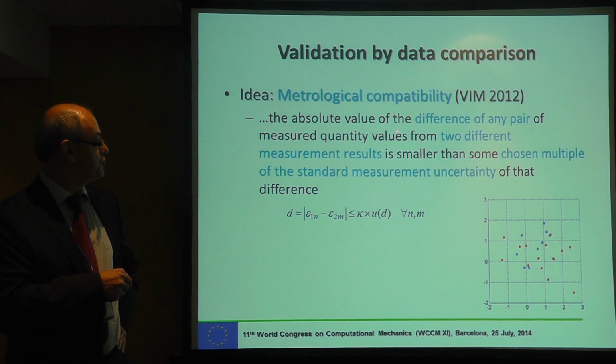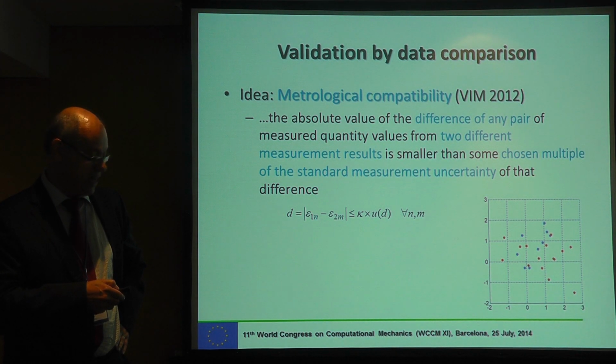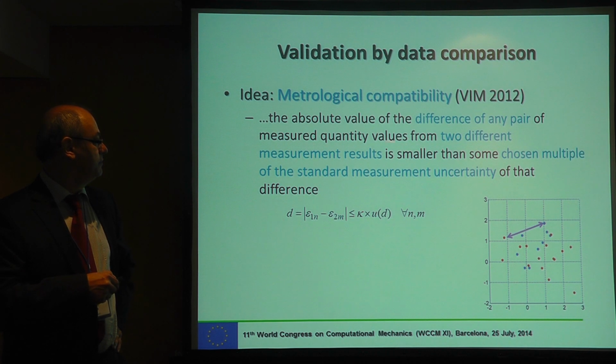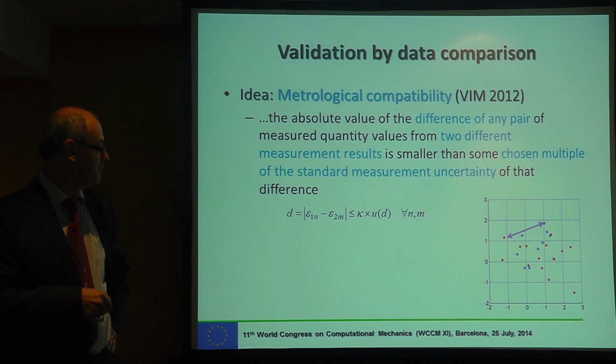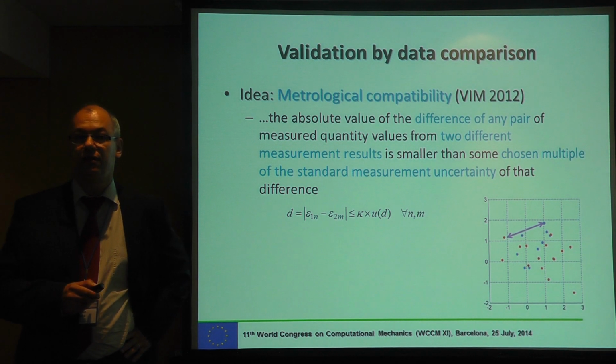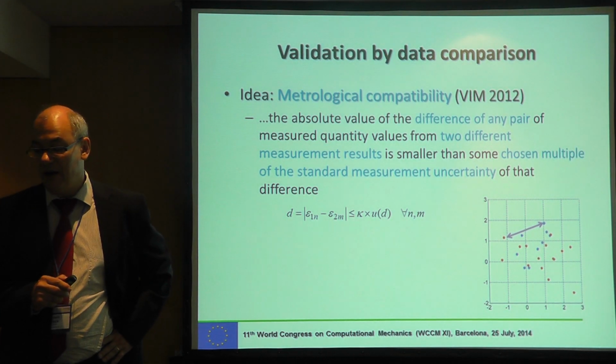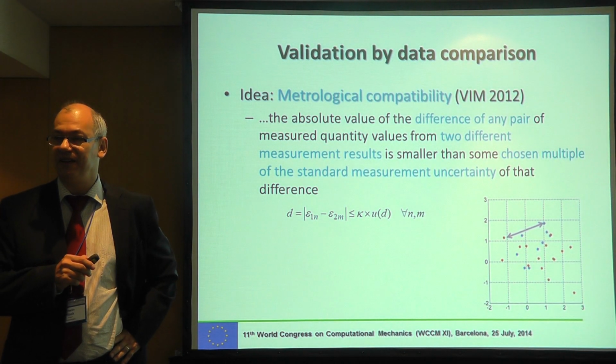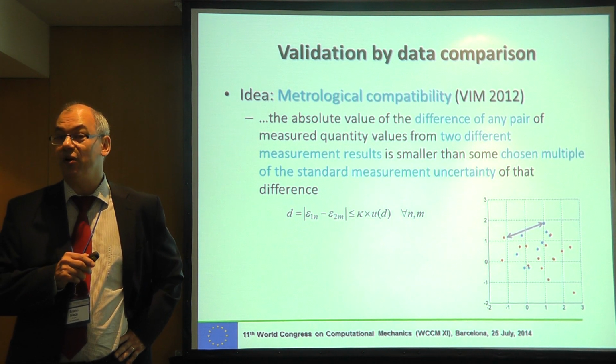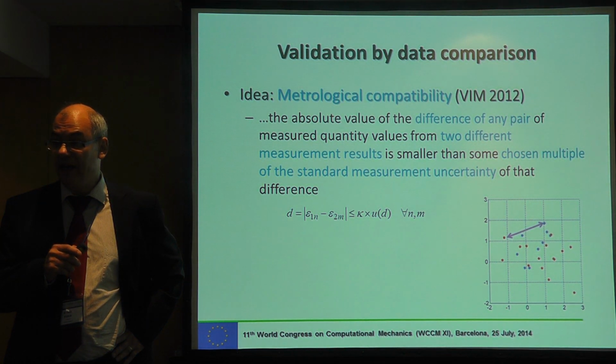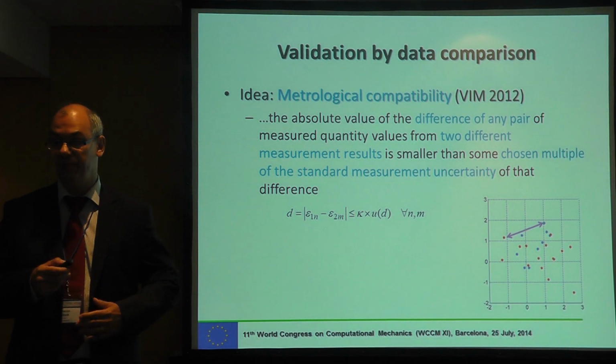And the simple, straightforward way is you take the difference of any pair here, for instance this pair, from the blue and the red one, and it should be smaller than some chosen multiple of the standard measurement uncertainty of that difference. So this is the set 1, set 2, you pick any n and m, and it should be smaller than the uncertainty of your difference, and you may choose this kappa. So it's a choice here. It's nice, isn't it? You can choose on how good you expect your compatibility to be.